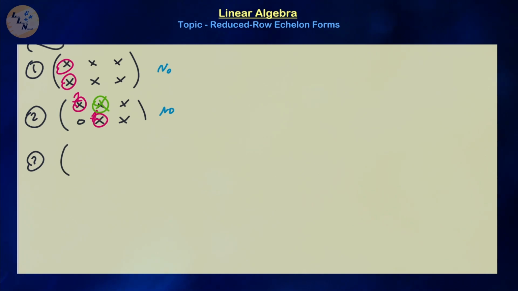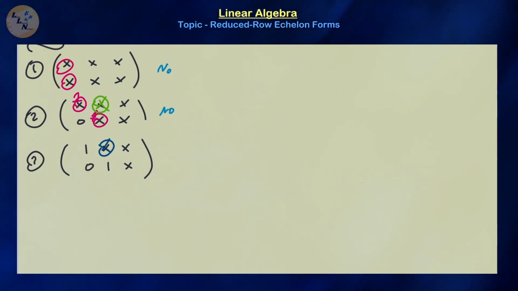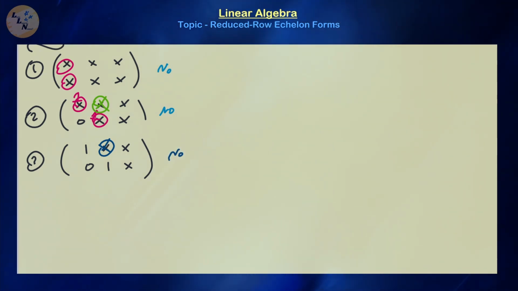Consider this scenario: 1, x, x, 0, 1, x. Is this in reduced row-echelon form? Again, no, because this needs to be equal to 0. So for example, I would multiply that second row by whatever coefficient that is, subtract it from that number, and that should cancel it out. So that would be no.